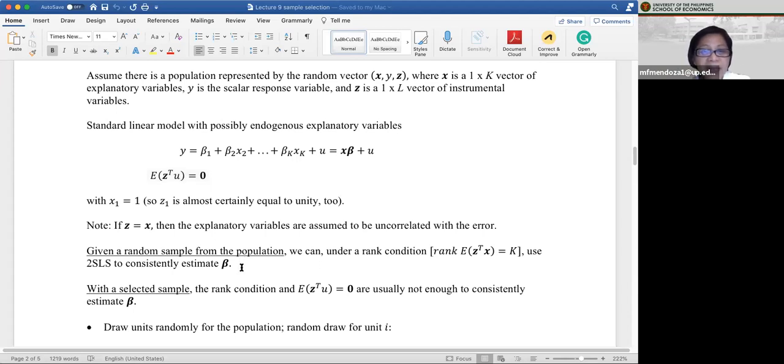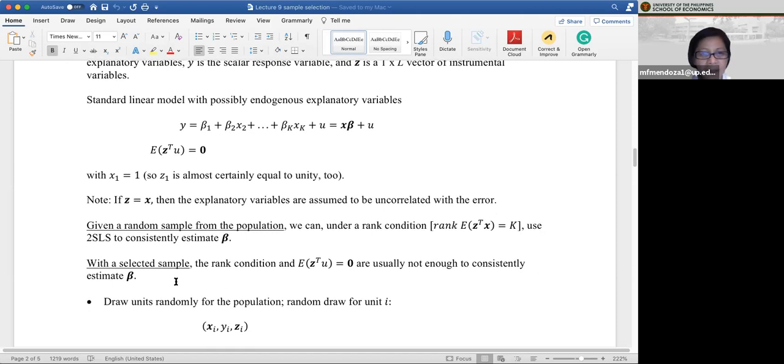Given a random sample from the population, and suppose you have the rank condition, the rank of the expected value of z transpose x is equal to K, then we can just use two-stage least squares to consistently estimate β. We're here allowing for the possibility that some of the x's are endogenous. And if we do a random sample from the population, which we assumed before, then you can just do two-stage least squares.